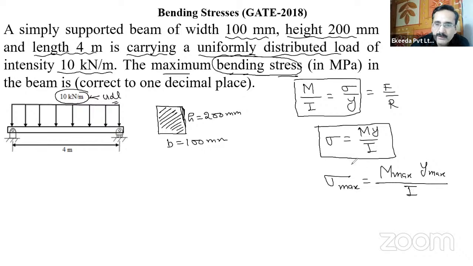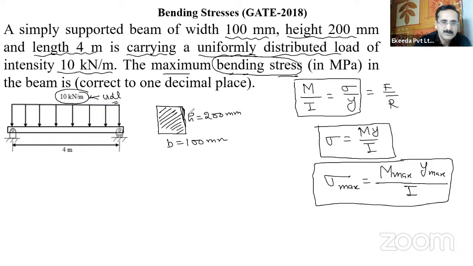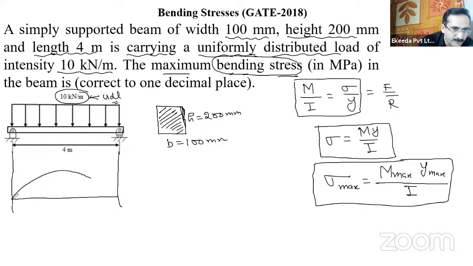Divided by the moment of inertia. Moment of inertia is constant because the area is constant, right? So M max. For M max, you should know the bending moment diagram of the simply supported beam. We have just seen the bending moment diagram is a parabolic curve like this, and it will be maximum at the center, M max.